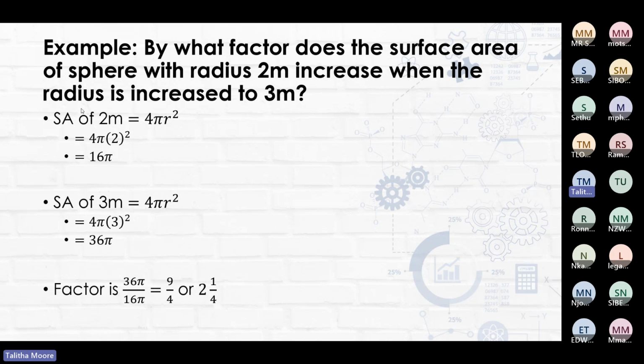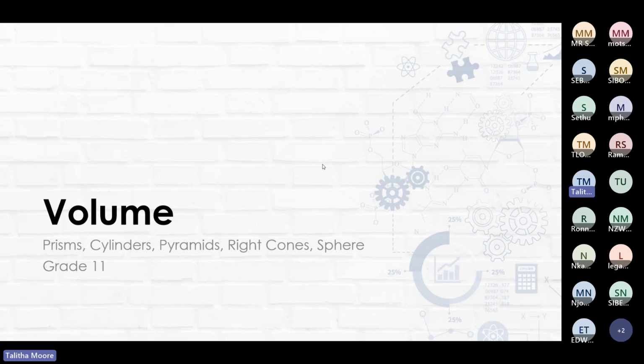So the surface area of the 2 meter sphere is 4 pi r squared, which is 4 pi times 2 squared, which gives us 16 pi. The surface area of a 3 meter radius of a sphere gives us 4 pi r squared, and 3 squared is 9, so that gives us 36 pi. And if we create a ratio of 36 pi over 16 pi, because we're increasing, it gives us a ratio of 9 to 4, or 2 1/4 is the increase. And that's just by increasing it by 1 meter. So that's quite a substantial increase.